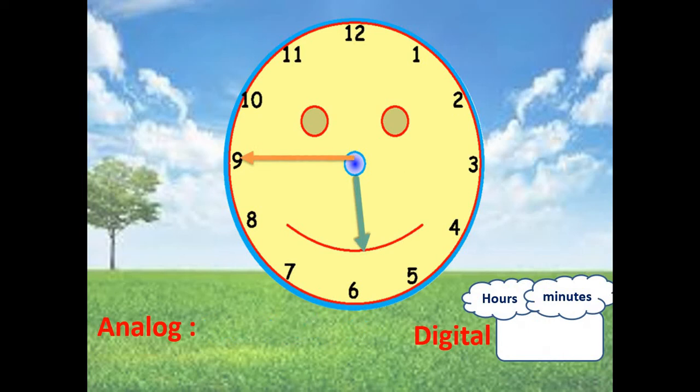The short hand here is between the 5 and the 6, and the long hand points at 9. Points at 9, so we're going to say quarter to. Quarter to 5 or 6? I just need a quarter hour to reach 6 o'clock, or 15 minutes to reach 6 o'clock. So it's quarter to 6.